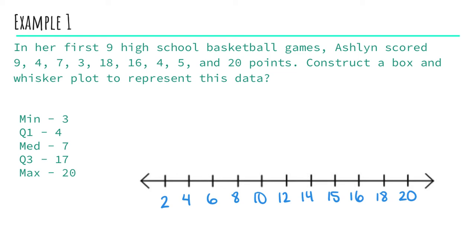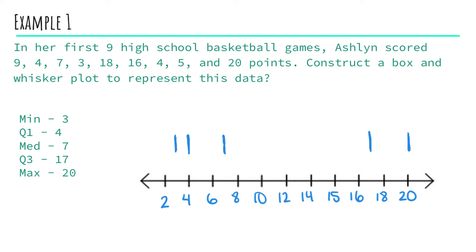All right, so let's start by plotting all of our numbers from our 5-number summary. Let's start with the min. The min is at 3, so I'm going to go ahead and draw a line at 3. Then our Q1 is at 4. Our median is at 7. Our Q3 is at 17. And finally, our max is at 20.